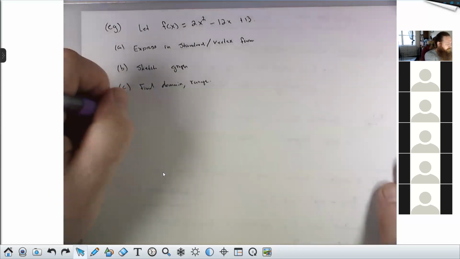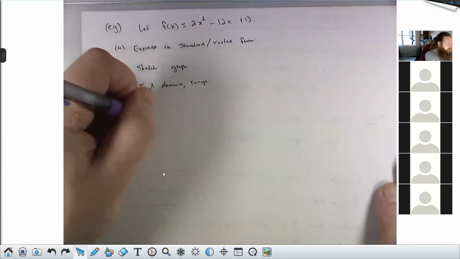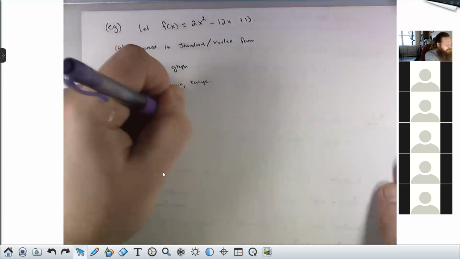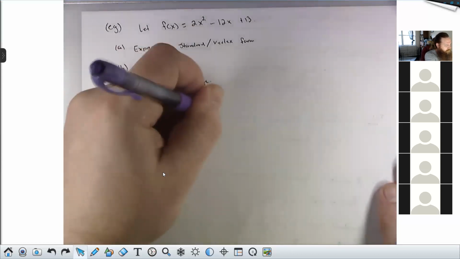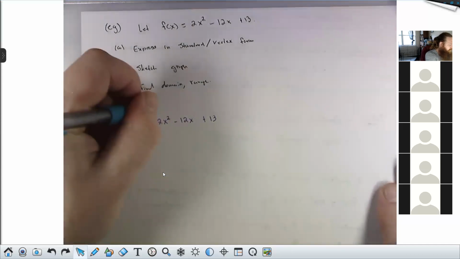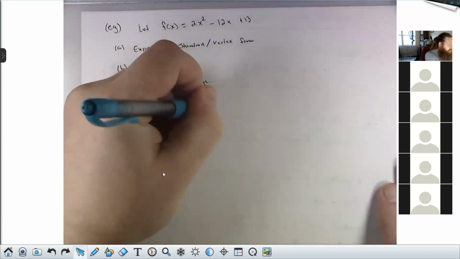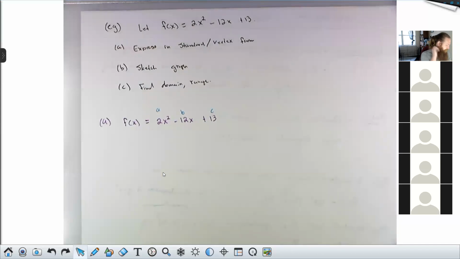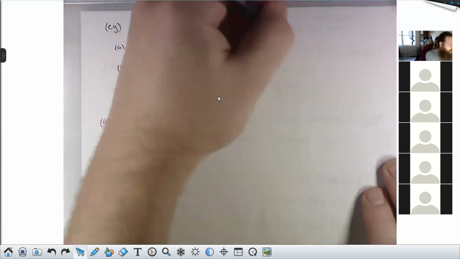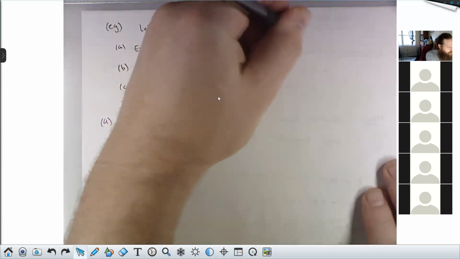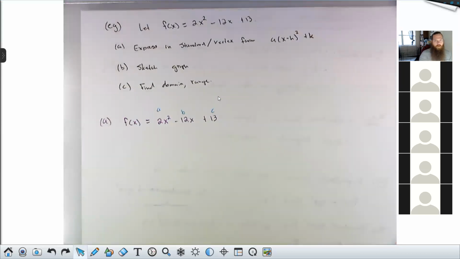All right. So for part A, this is the main thing. F of x is, start just writing it down, 2x squared minus 12x plus 13. So the numbers a, b, and c: a is 2, b is negative 12, c is 13, right? Okay. I'm about to show you how to complete the square. Completing the square means that you want to take your quadratic and rewrite it as a perfect square of some binomial. And then, you can have some constants outside.